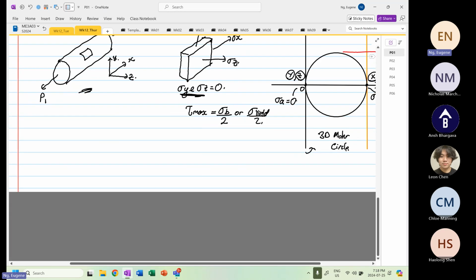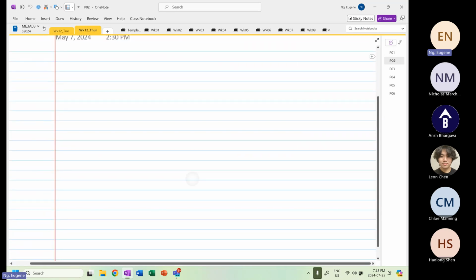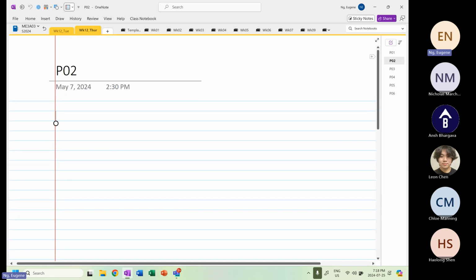However, the next thing I want to highlight to you all, based on our 3D Mohr's circle and structural analysis, is that tau max is equal to the maximum stress divided by 2. So this is our equation number 2.